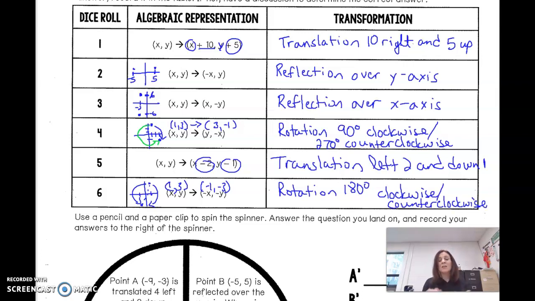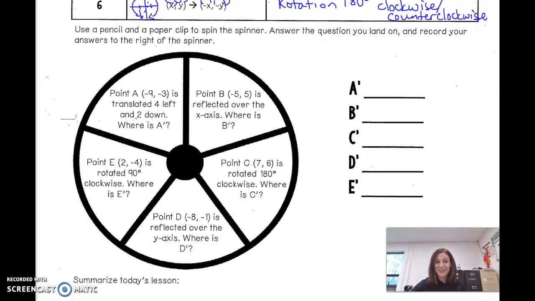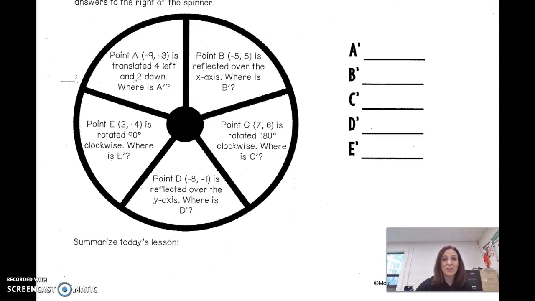All right. The more you deal with that, the easier it will get. Okay. So just keep working through and using your notes. One last example here. So again, we're not using a paper spinner. We're just going to go through all of them. So starting with A prime right here. Point A, -9, -3, is translated 4 left and 2 down.